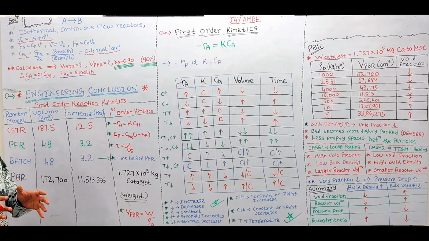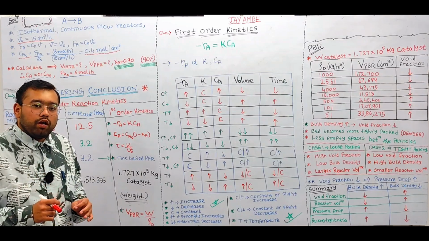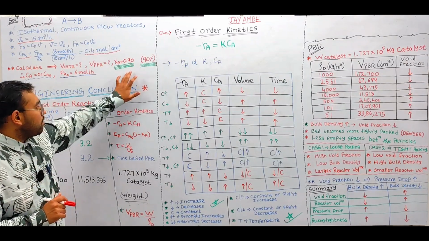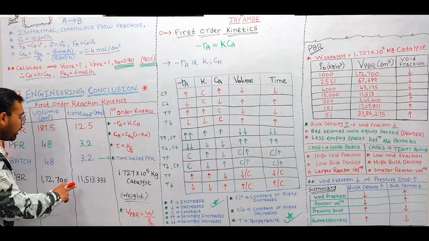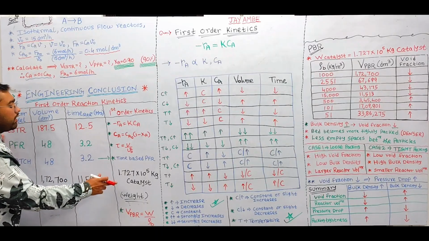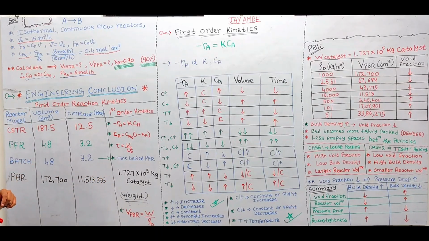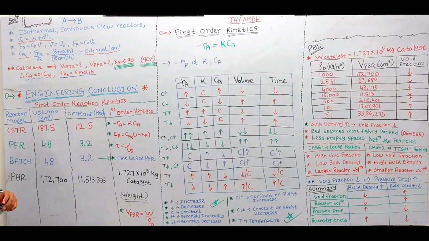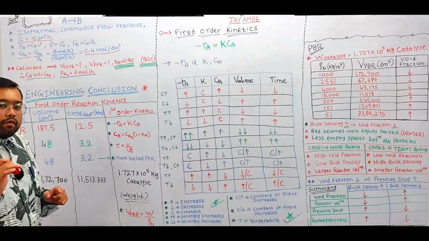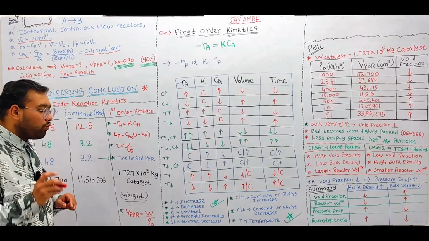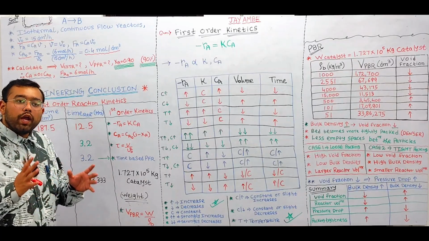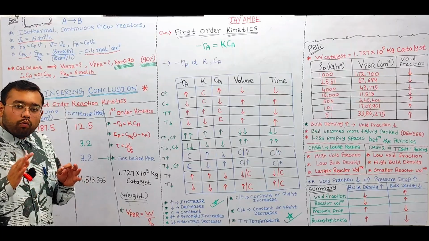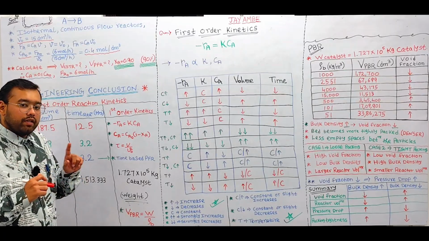How much time do we require by using the packed bed reactor in order to achieve the desired conversion of 90%? It comes out to be 11,513.333 hours. I hope you have understood. And by using the performance equation of the packed bed reactor, we have calculated how much weight of the catalyst we require in order to achieve the 90% conversion.